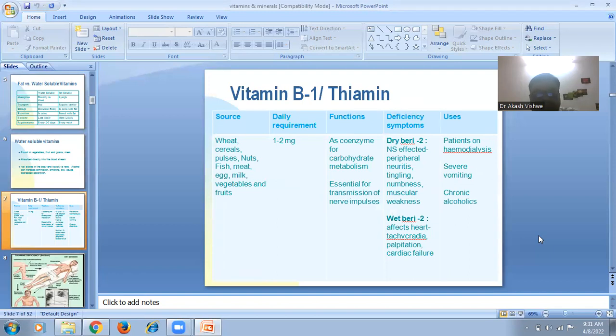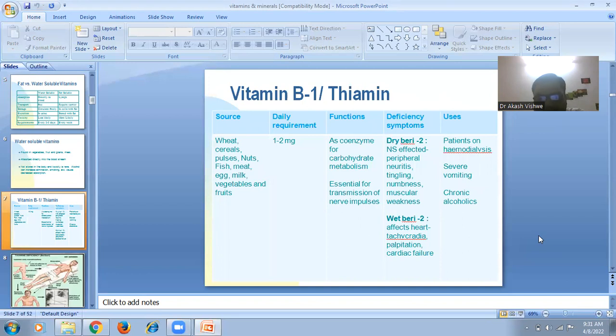So here we have vitamin B1, also known as thiamine. What are the sources of thiamine? Wheat, cereals, pulses, nuts, fish, meat, egg, milk, vegetables, and fruits, etc. These are the rich sources of vitamin B1 or thiamine. What is the daily requirement? It is 1 to 2 milligrams required per day.